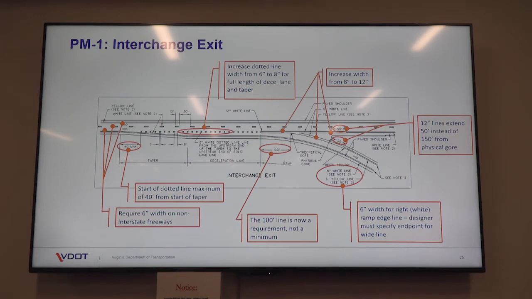Also, it applies to the white edge line marking that continues on the outside for a certain distance. That distance, how far that continues, has to be specified in the contract documents. Usually it goes to the cross street, right? But we need to specify that in the contract documents, how long that edge line shall continue at the wider width.